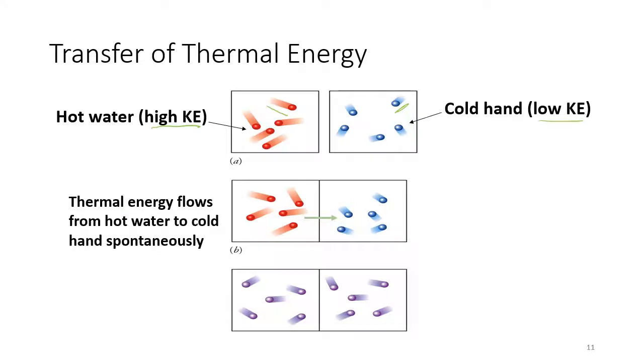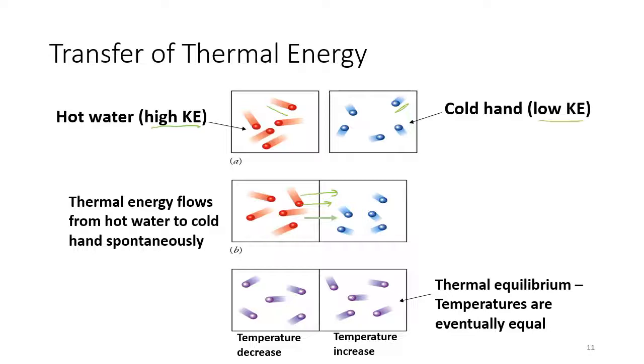Eventually, the thermal energy will start to flow spontaneously from the hot water to our cold hand. So the energy flows from the region of high kinetic energy to the region of low kinetic energy. This occurs spontaneously and is actually one of the three laws of thermodynamics. Eventually, the temperature of the hot water will go down, and eventually the temperature of our hand, if we leave them in contact, will go up. This is known as thermal equilibrium. Over time, the temperatures will eventually become the same.